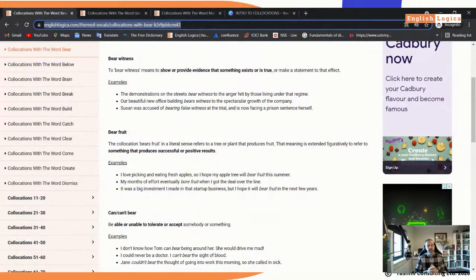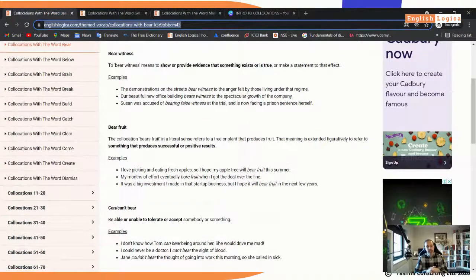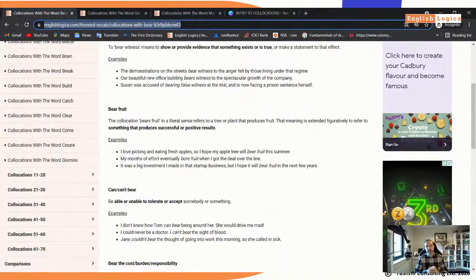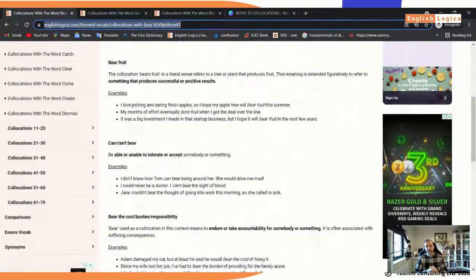So to bear fruit is our next one. The collocation bears fruit, in a literal sense, refers to a tree or plant that produces fruit. That meaning is extended figuratively to refer to something that produces successful or positive results. So if you know that term fruitful, if something is fruitful, it means it delivers positive results. So to bear fruit means that something comes good for you, something delivers positive results.